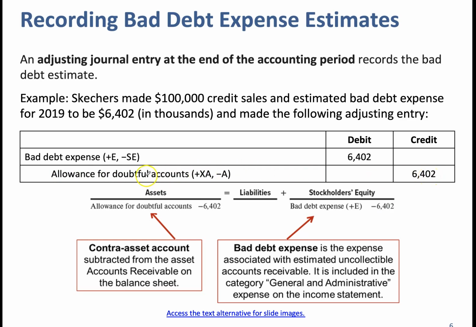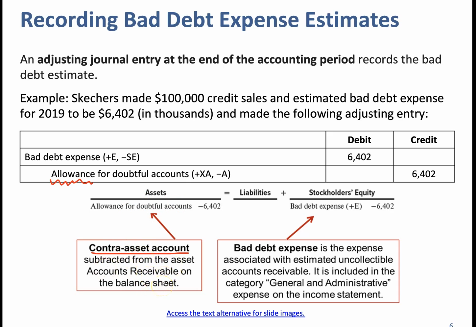Now, what is the nature of this account? This account is called a contra asset account. Now, all the allowances accounts are contra something. If it's allowances for sales return, it's contra sales or contra revenue. If it's allowances for bad debt or doubtful accounts, which means it's accounts receivable, then it's called contra asset, because accounts receivable is an asset account.